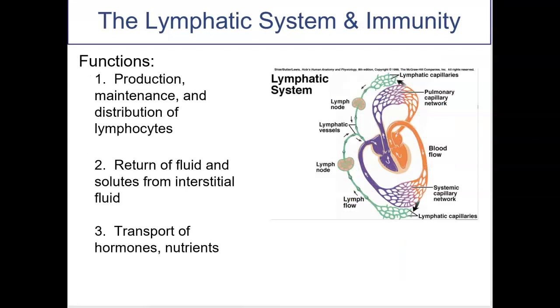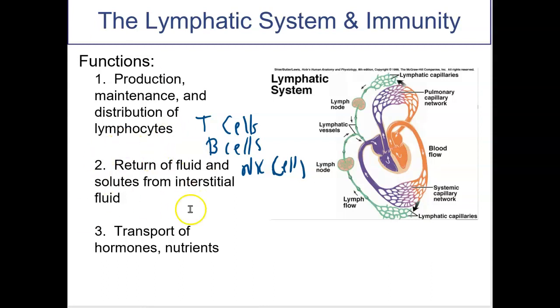Why do we have it? Well, number one, the lymphatic system helps make and distribute lymphocytes. So remember, we had leukocytes, which are white blood cells, and then we have lymphocytes. And the lymphocytes were the T cells, the B cells, and those NK cells. So these are the types of lymphocytes, and we'll be studying these in more detail.